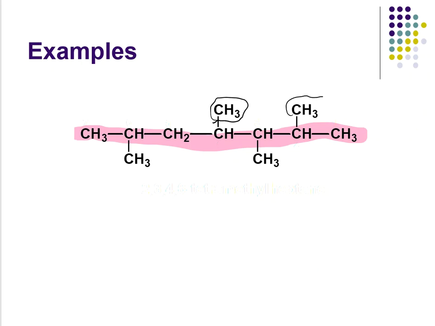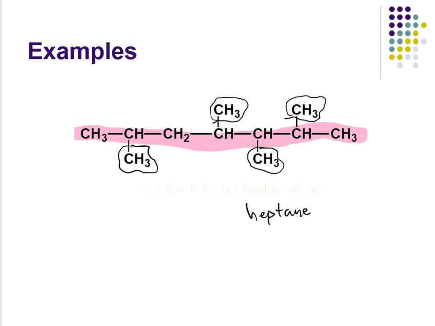I've got one there. I've got one here. I've got one there. And I have one here. Right? So I've got to put all these pieces together. 1, 2, 3, 4, 5, 6, and 7. This is a hept-, and it's an -ane, so heptane, because it's all single bonds, right?